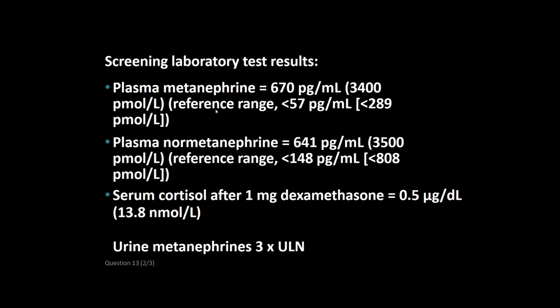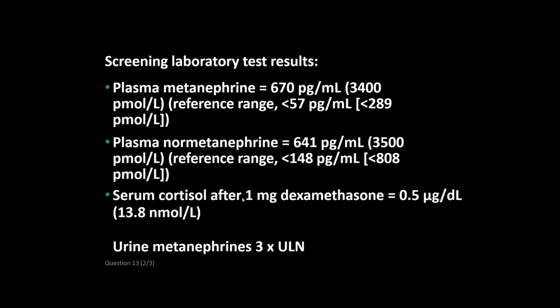And on his screening test, his plasma metanephrines were actually 670, which is around 3 times the upper limit of normal. His plasma norepinephrines were 641, which is more than 3 times the upper limit of normal.